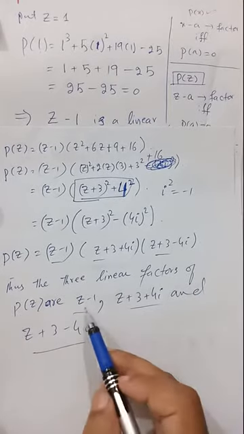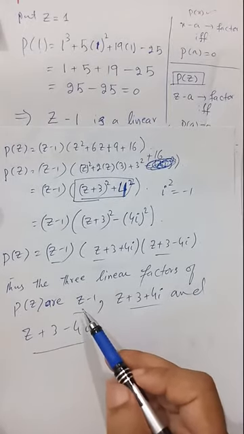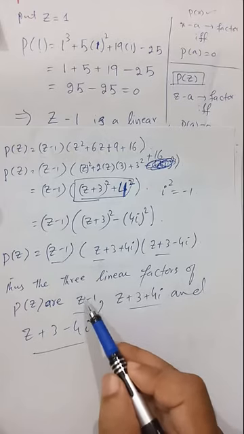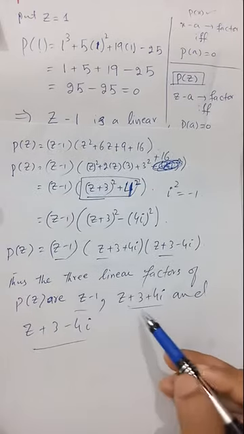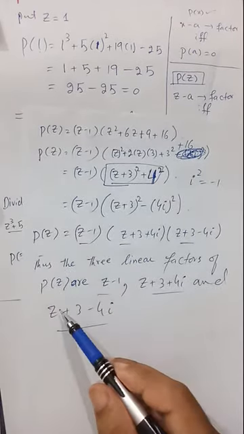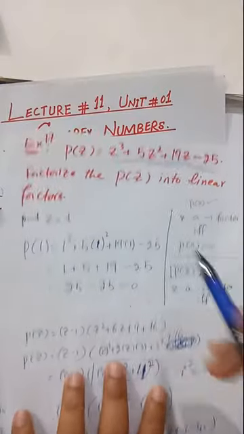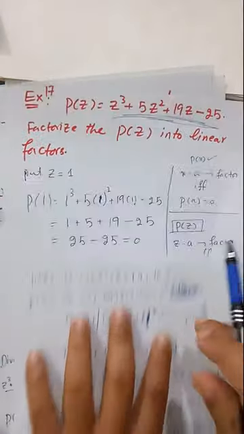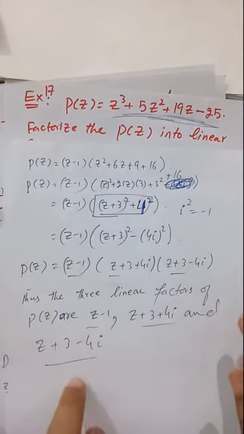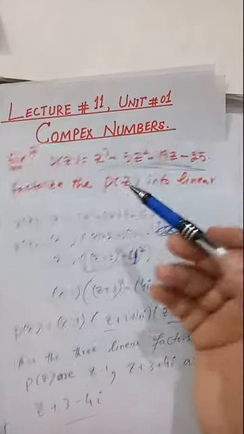These are linear because the highest power of the variable is 1. Z is your variable, so here the highest power of the variable is 1, here the highest power of the variable is 1, and here the highest power of the variable is 1. So you see that your given cubic polynomial of type B is converted into 3 linear factors because the degree is 3.